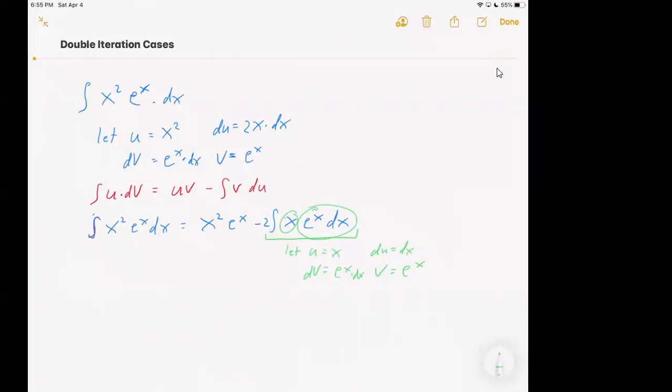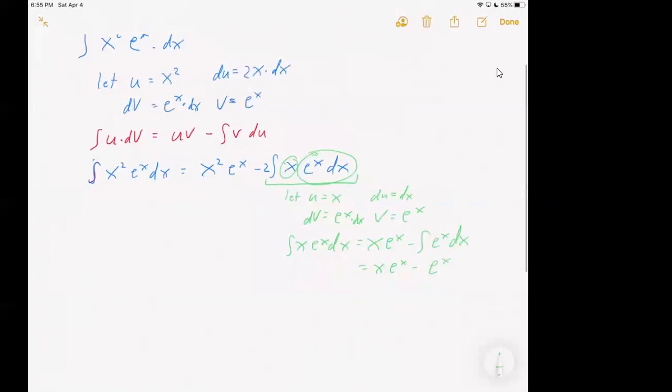And therefore, the answer to this part is that the integral of x e to the x dx must equal uv, so that's x e to the x, minus the integral of v du, so that's e to the x dx, and that simplifies to x e to the x minus e to the x. Right? Now remember, this answer was nested inside of the other answer.